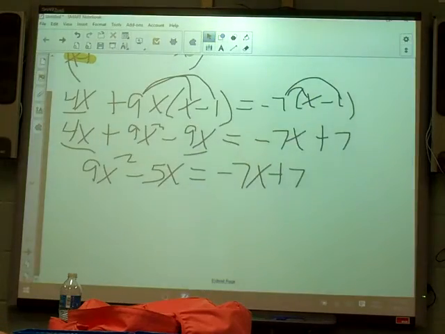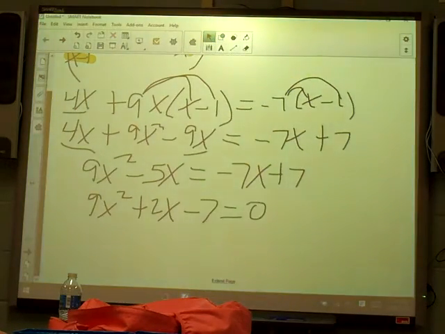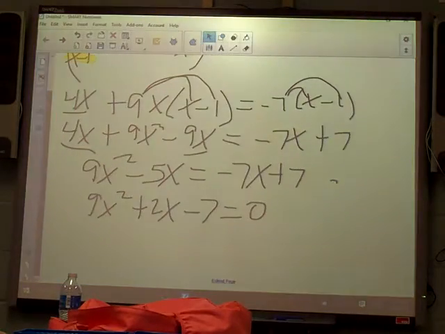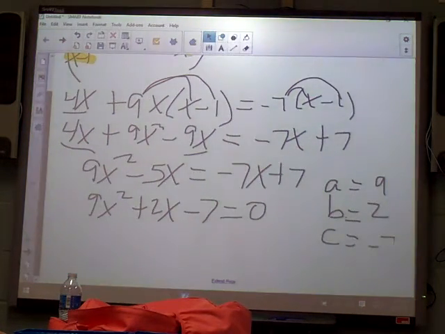So when I add 7x, negative 5x and 7x is 2x. And then I got my minus 7 because I subtracted that 7 over. Now we had to do all that work to get it to where the problem started yesterday. So we know now our A is 9, our B is 2, and our C is negative 7. Okay, plug that into the quadratic formula and finish it. Go.